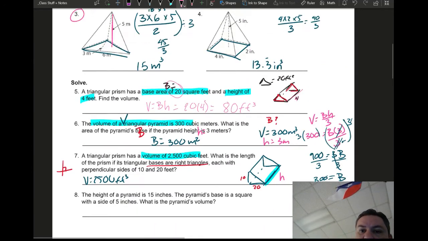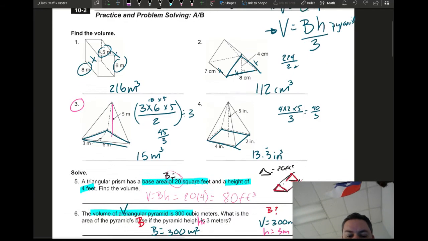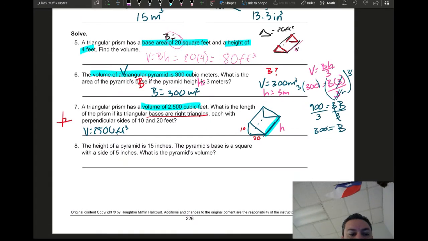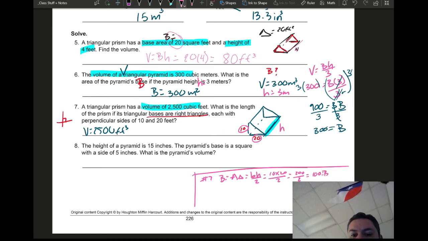So we're going to use the prism formula. V equals uppercase B, H. And we're going to substitute the values that we know. We know V. We don't know uppercase B yet, but we can find it. We'll write it right here. This is for number 7. So B equals area of a triangle, which is base times height divided by 2. In this case, it's 20 by 10, divided by 2. That's 200 divided by 2, which is 100. So big B now is 100.